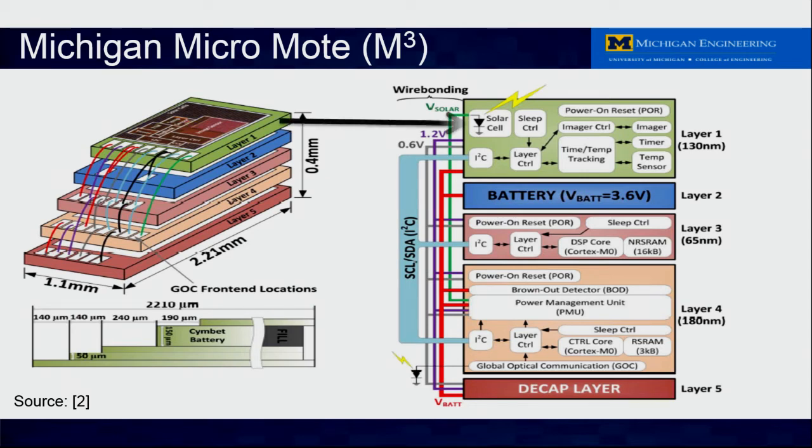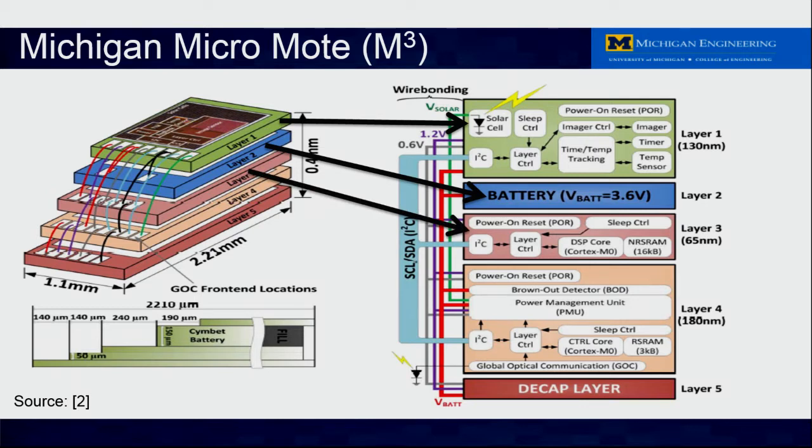The first layer, shown in green, provides a number of functions, including energy harvesting by way of a solar cell and image sensing circuitry. This layer is fabricated in 130 nanometer process technology. The second layer, shown in blue, is reserved for the battery. The battery, which is a thin film solid-state device, is required to provide the entire system with a stable source of power over the lifetime of the system, which could be as long as a decade. The solar cell in the first layer is used to recharge the battery.